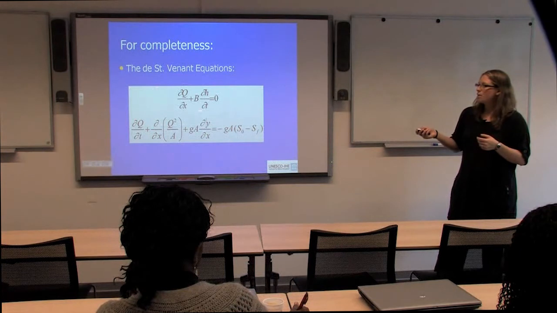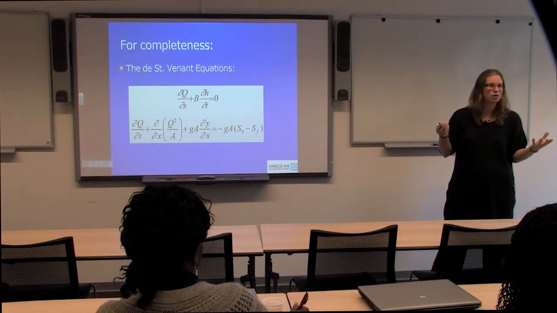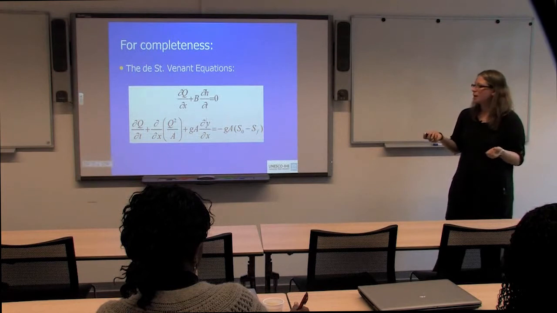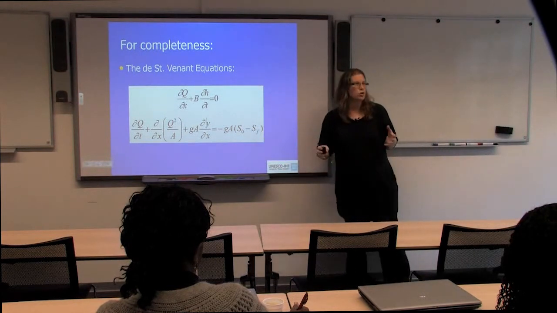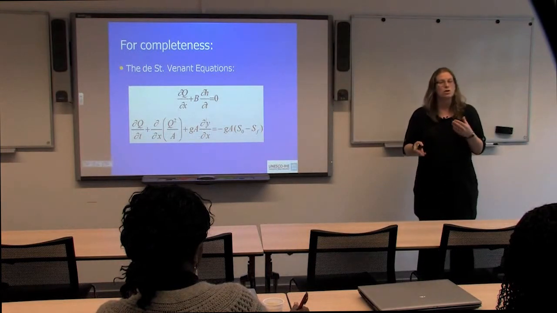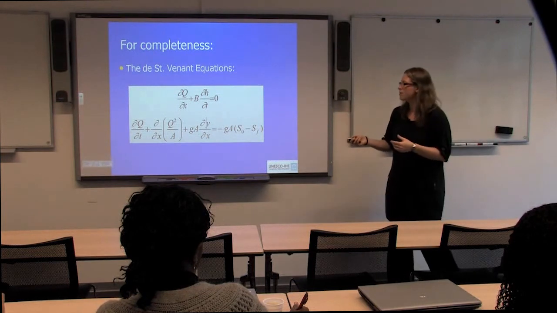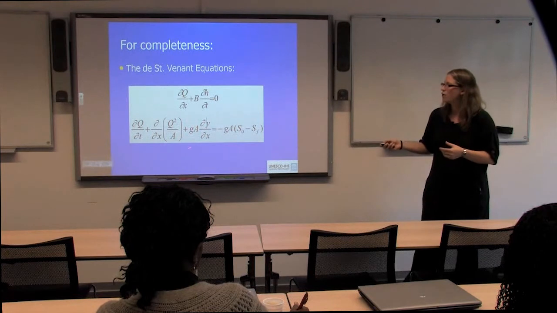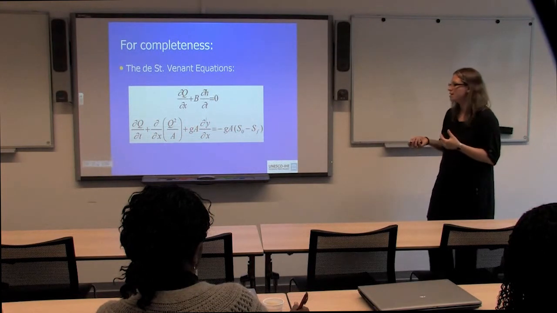This top equation is the conservation of mass equation, and this one here is what we got from Newton's second law. So this is for completeness. We don't need to know too much detail about this, but it's this theory that we can use to predict water level and velocity at particular places, because we can get velocity from Q over A in one dimension. So that gives us our velocity.